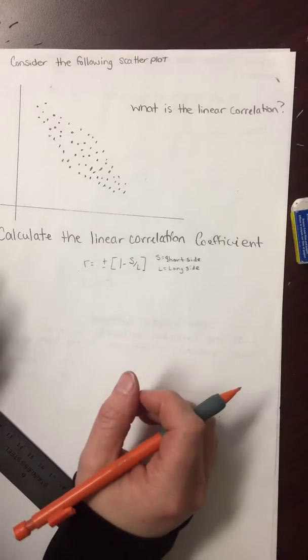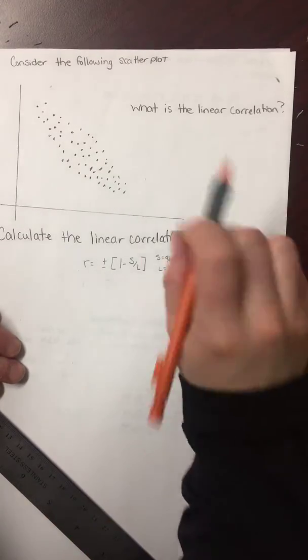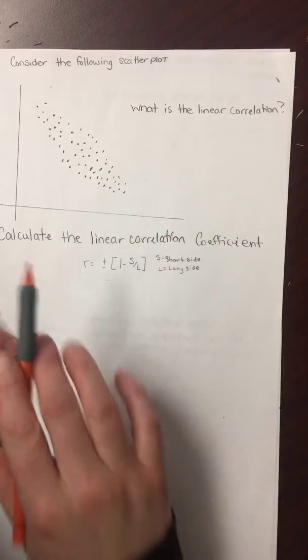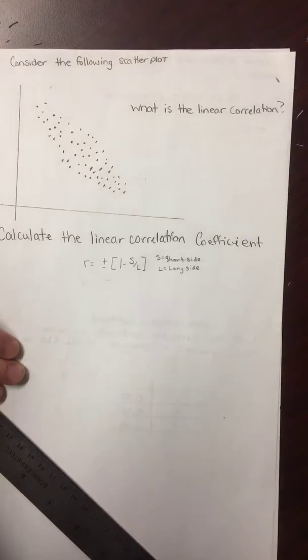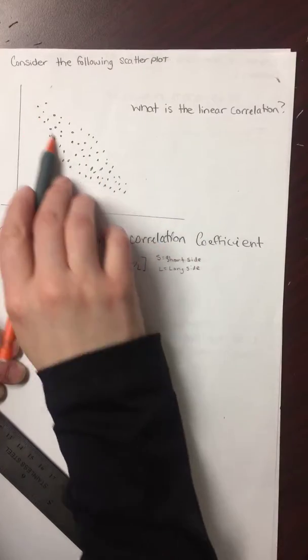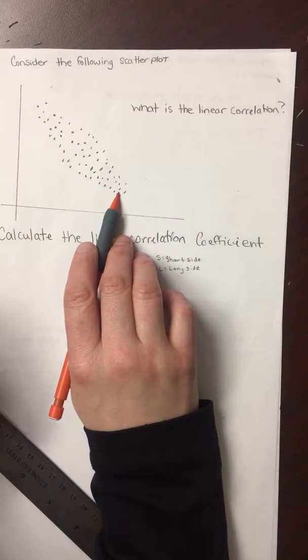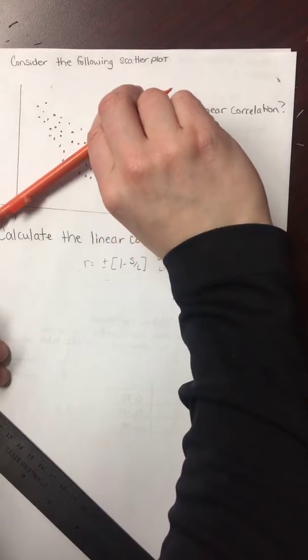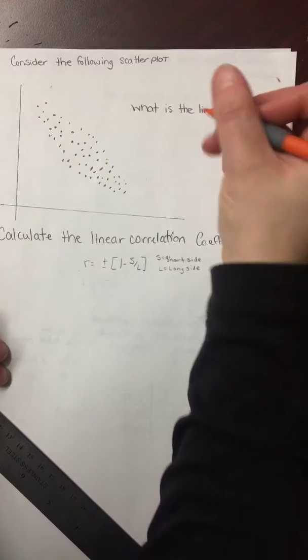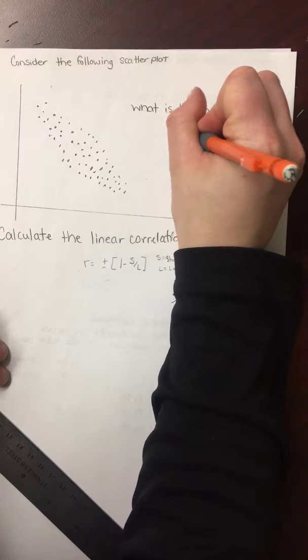When you have a scatter plot and it's asking for the linear correlation or to describe it, and also to calculate the linear correlation coefficient, first we're going to look at the direction of the dots. So it's going down, so we're in a negative direction. So this is negative. When the dots are going upwards, it's a positive direction. So the first thing we're going to do is describe it by saying it's negative.